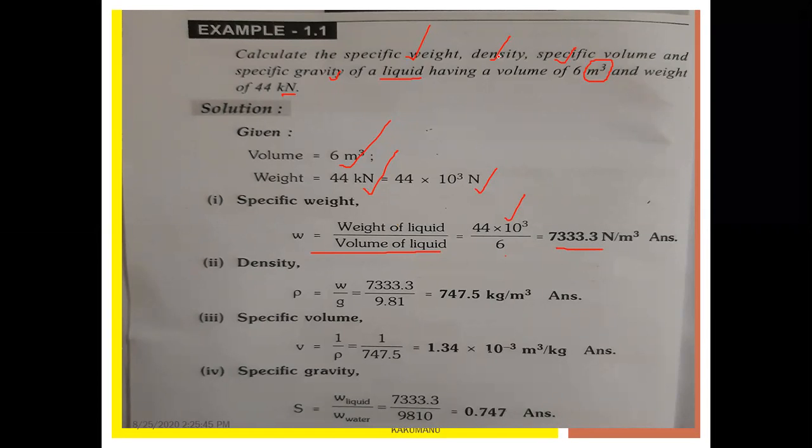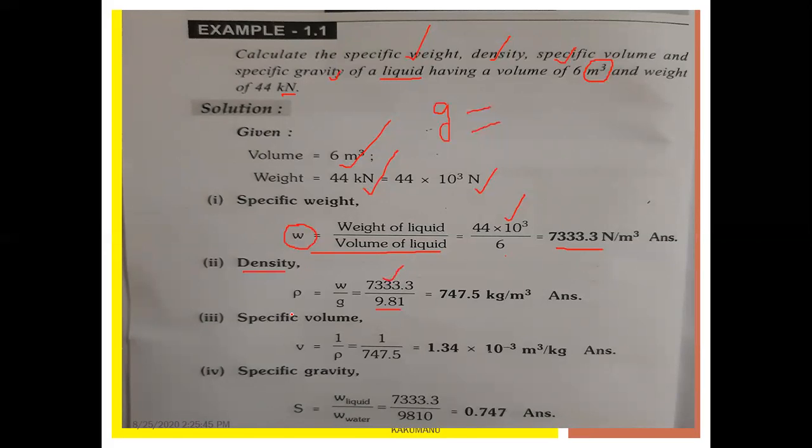Now what is the second one? Find the density. The density formula we know: rho is equal to W by g. Since we have already found the specific weight, put the value in the place of W. Then g we already know, that is 9.81. Here the g value is not given in the question, therefore we have to take g equal to 9.81 meters per second squared. Now convert this, and you will get 747.5 kg per meter cube. That is the answer for the density.